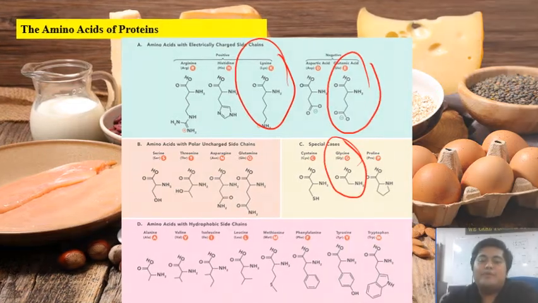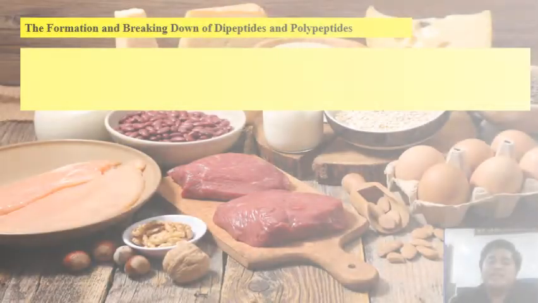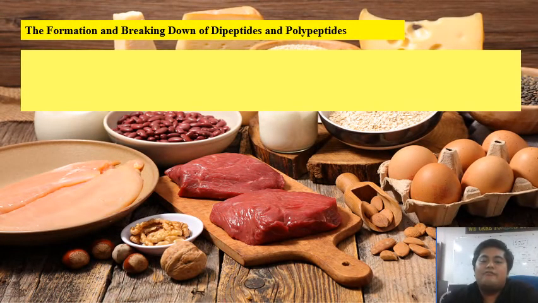So next, formation and breakdown of dipeptides and polypeptides. Ingat, bila dia form maksudnya dia nak jadi besar. Bila nak jadi besar dia buang air. Bila nak masuk balik dia tambah air. Yang buang air proses condensation. Yang tambah air proses hydrolysis.